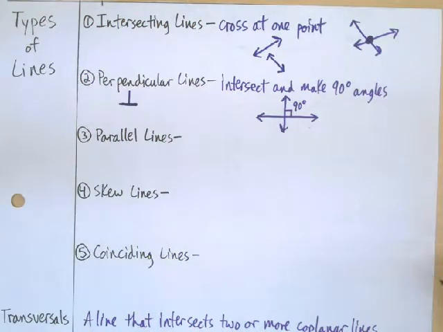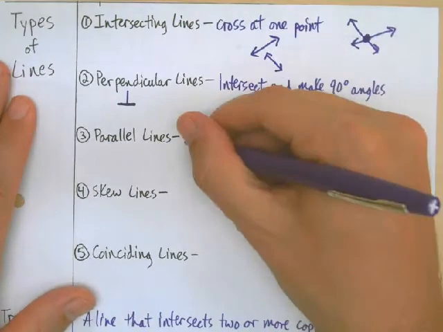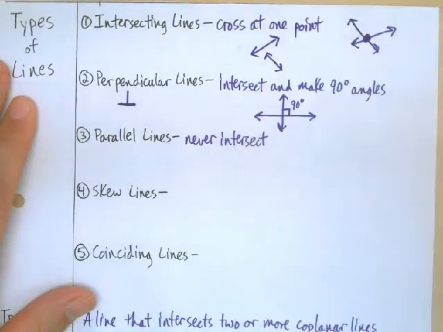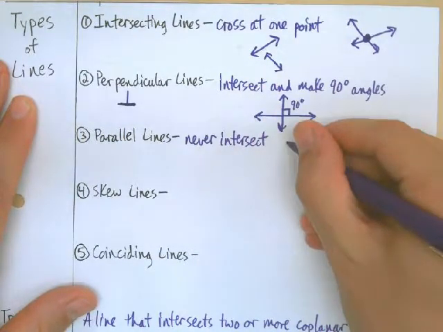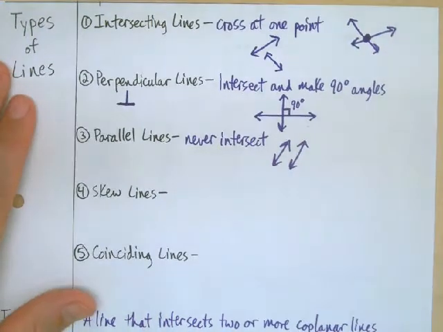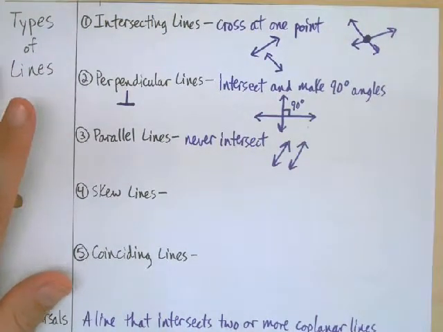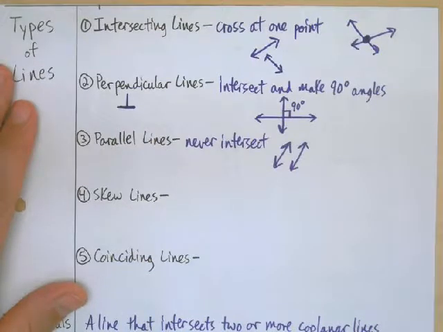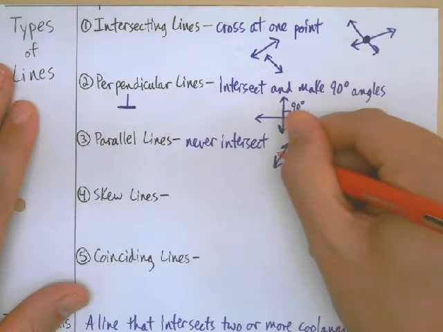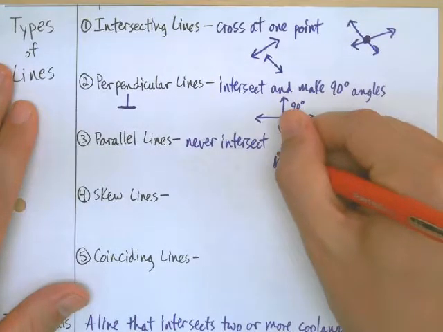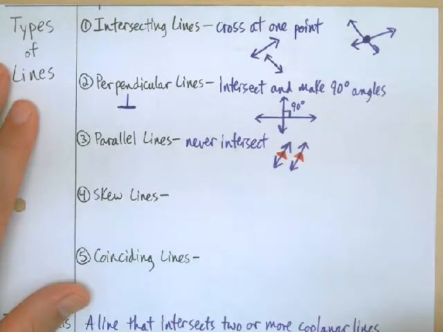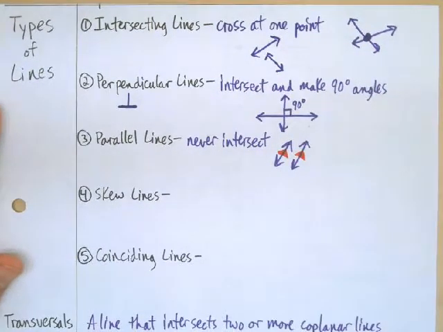Next up is parallel lines. Parallel lines never intersect. A picture of parallel lines might look like this. To indicate that lines are parallel, we use arrowheads. So when you see these arrowheads, it means the lines are parallel, that they will never intersect.